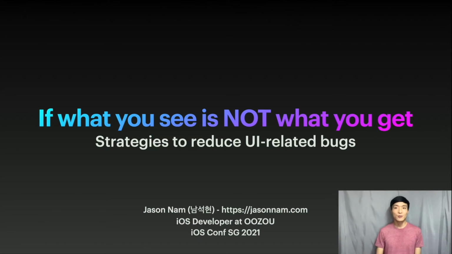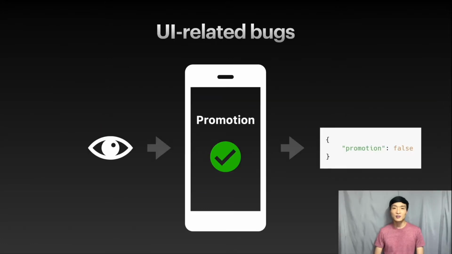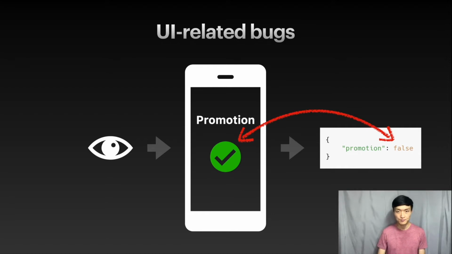Here I'm going to talk about several strategies to reduce UI-related bugs. This session consists of 3 parts. At first, UI bug itself will be discussed, and later I'll talk about how to reduce 2 different types of UI bugs. UI-related bugs are issues where there is mismatch between what user sees and the data underneath. Like in this diagram, on the screen promotion is applied, but corresponding flag in the memory has false value.